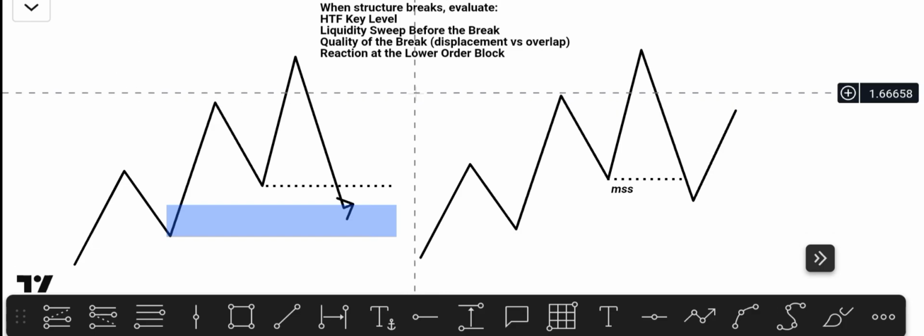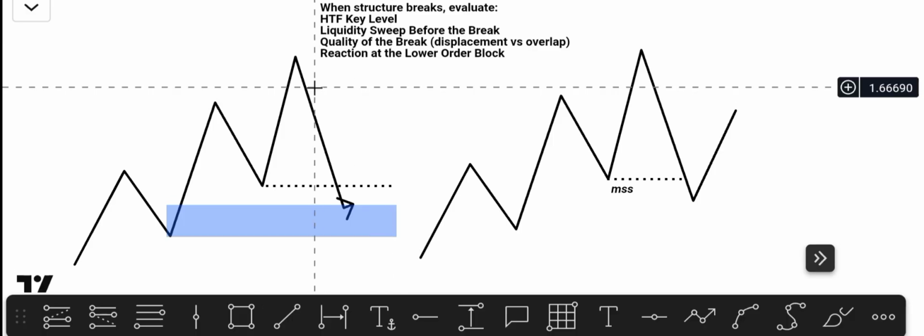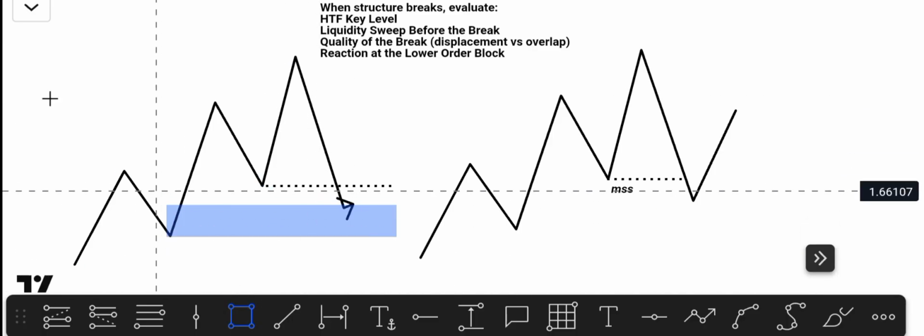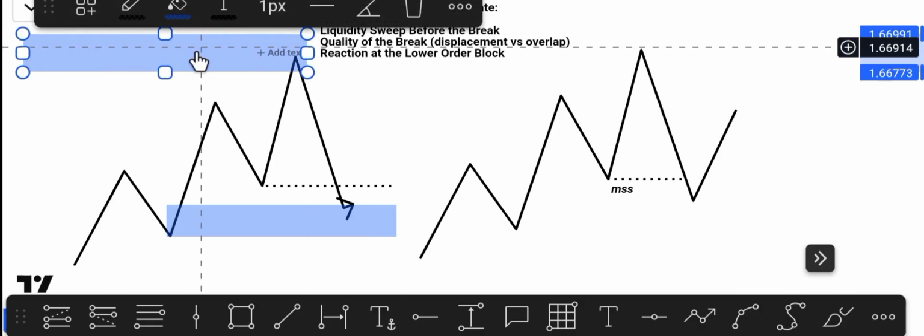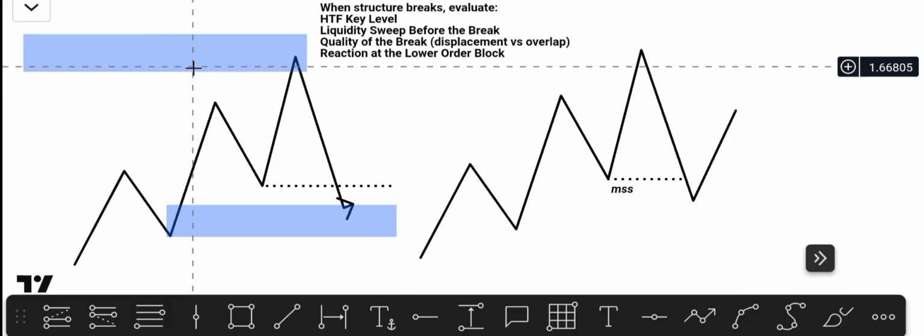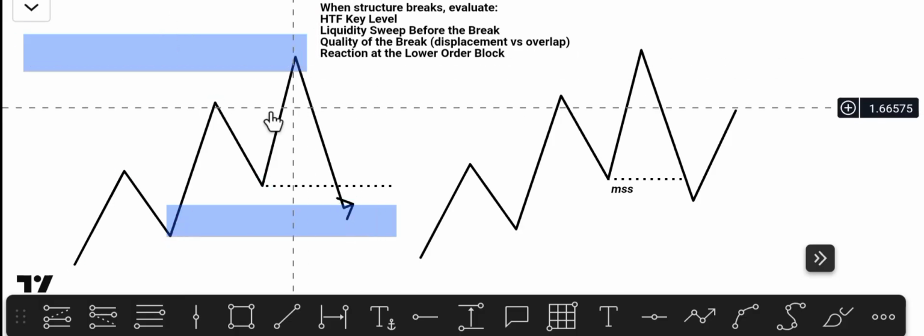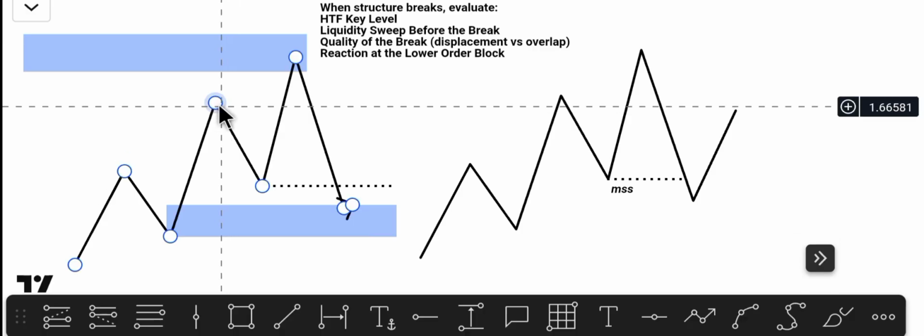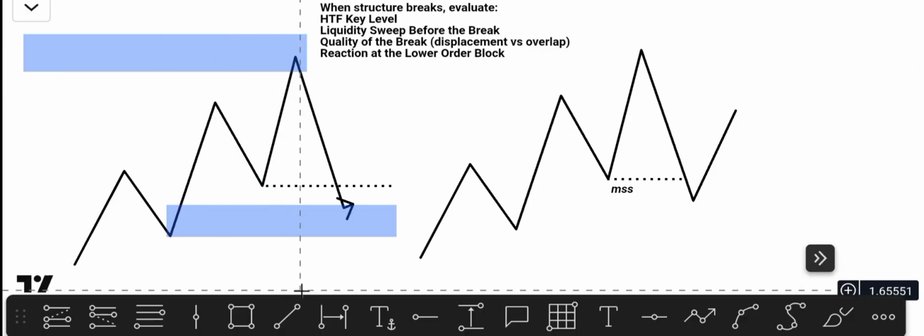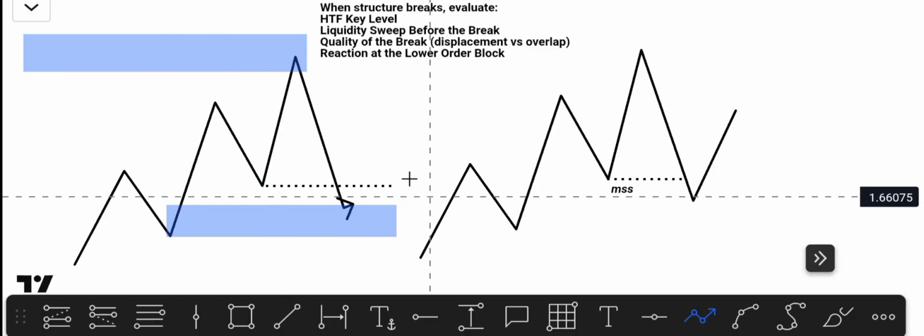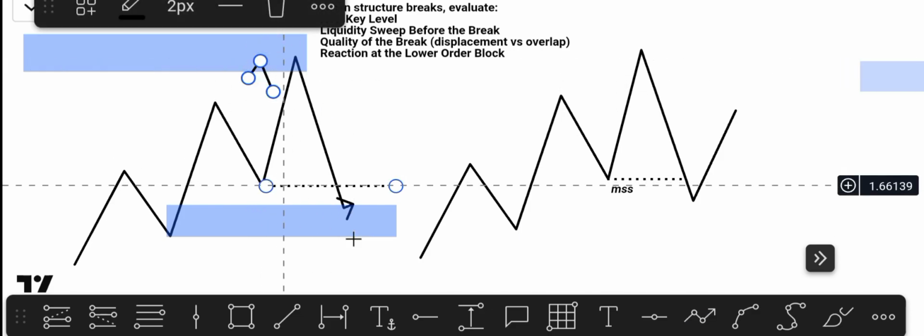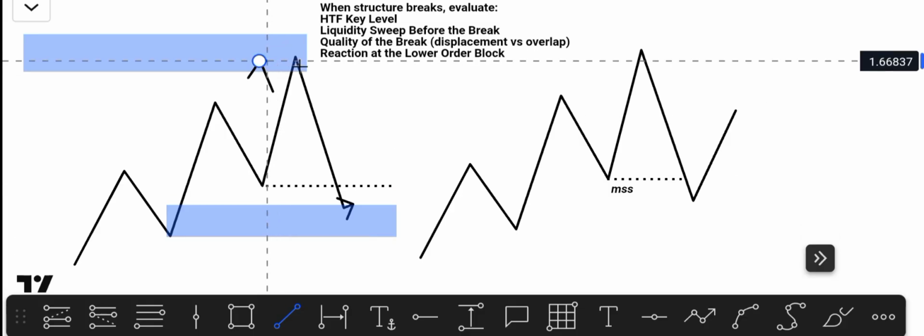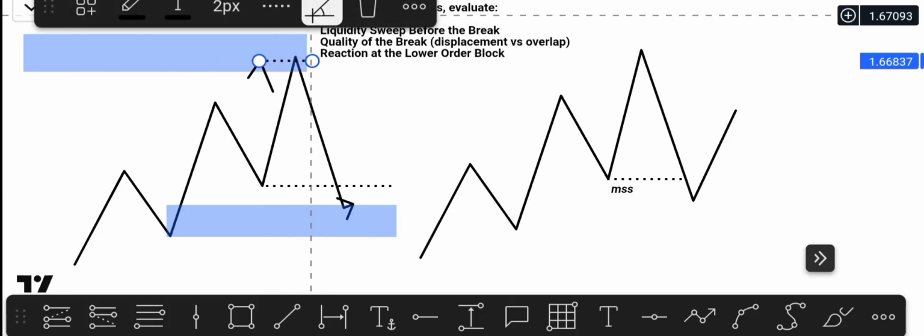The first thing you want to ask yourself is, did price hit a higher time frame key level before the break? Is this change of character, this whole scenario, occurring at a higher time frame key level? The second thing you want to ask yourself is, was liquidity swept? Is there any form of liquidity that price swept before the break of structure, before this whole break is occurring?